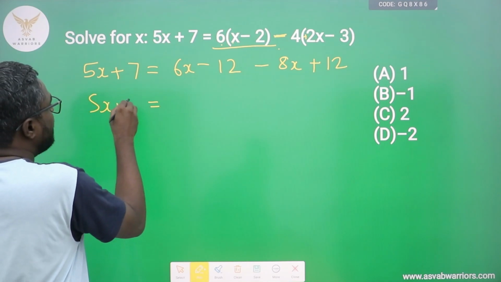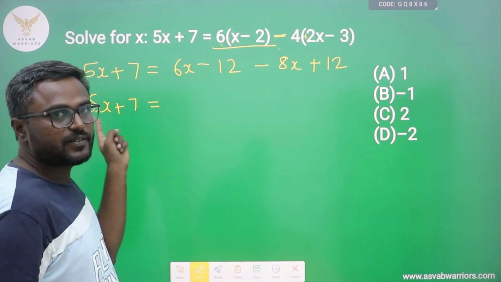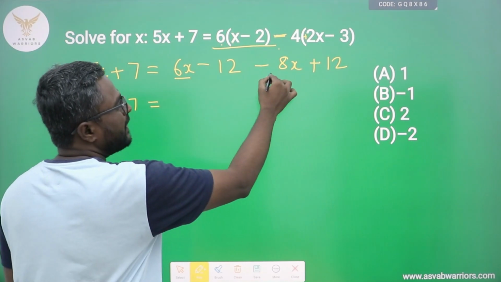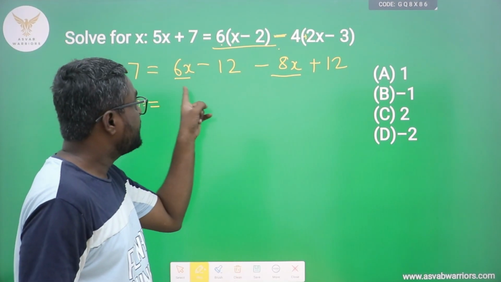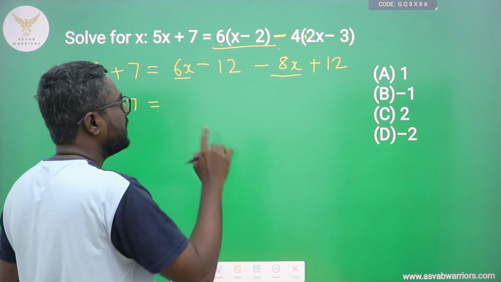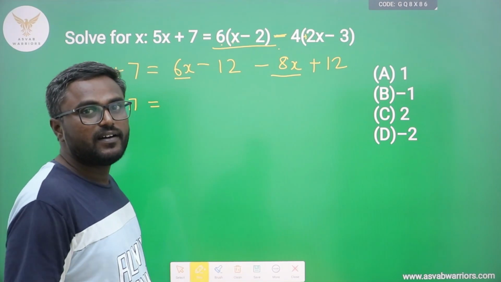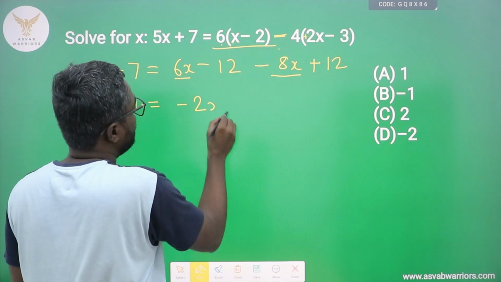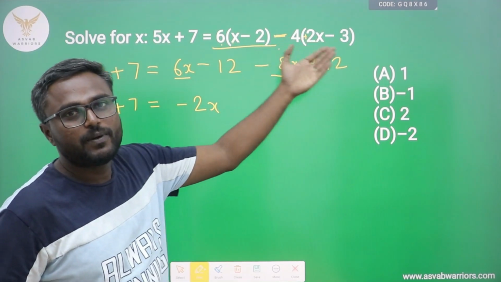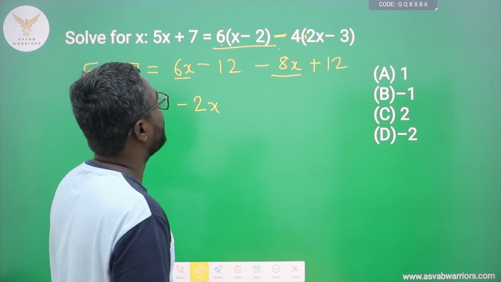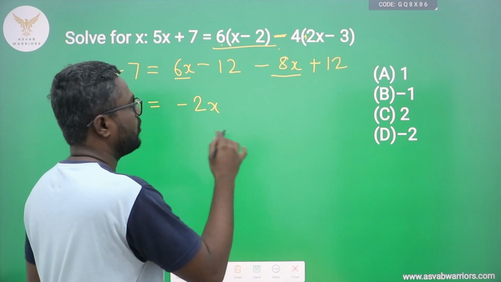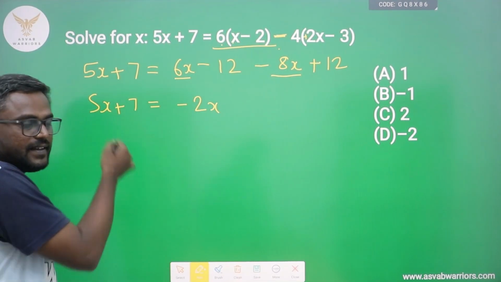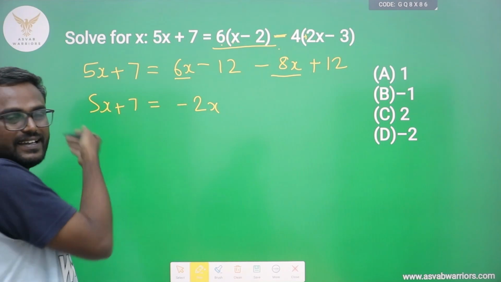Alright, the left hand side as it is, 5x plus 7. Now here, 6x minus 8x. As 8 is a bigger number, we will just take the sign of it. So negative 2x minus 12 plus 12. Oh my god, it was so difficult to answer this. It's 0. So I will not mention it also. Okay, now let me send this 2x to the left hand side.